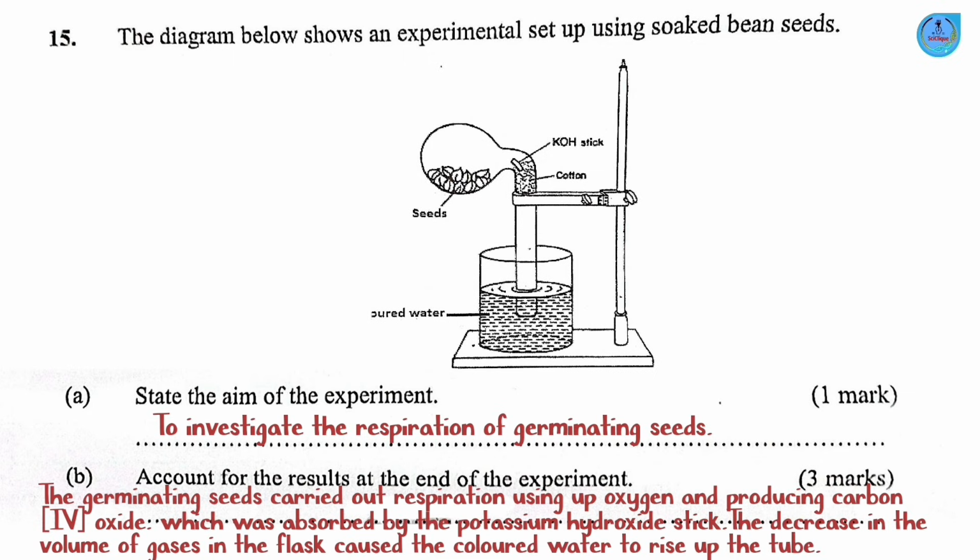So you're going to have a case whereby oxygen has been used up during respiration. Carbon dioxide produced has been rapidly absorbed by the potassium hydroxide. So this will cause a decrease in the volume of gases within the flask, and eventually it will cause the colored water to rise up the tube.